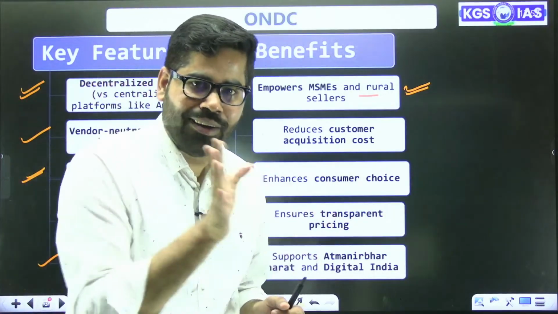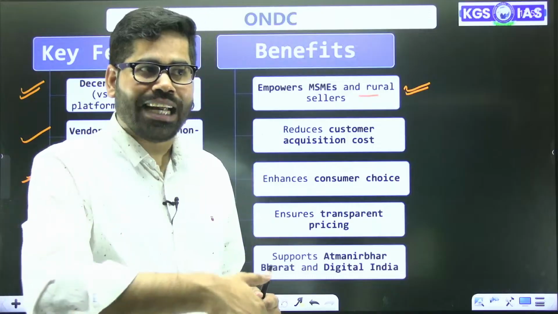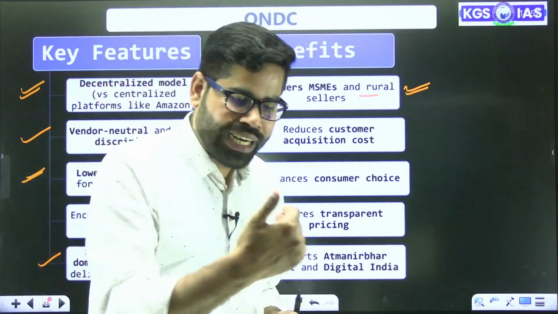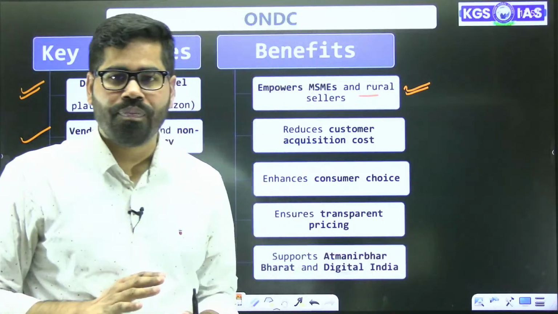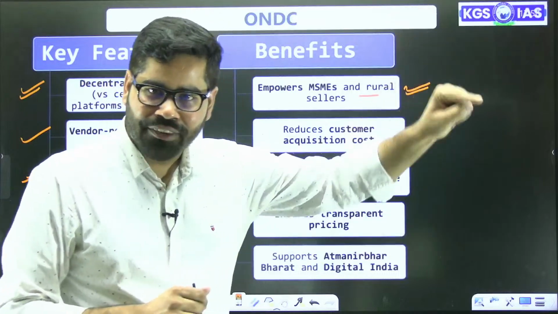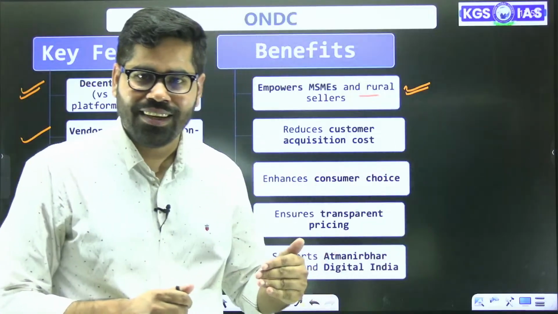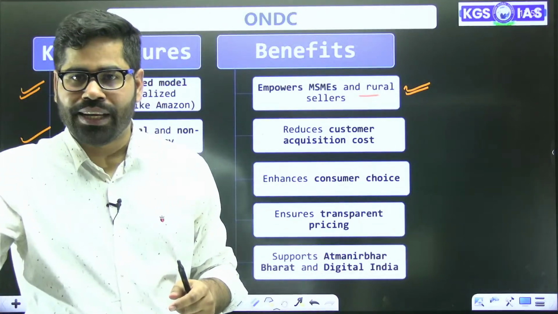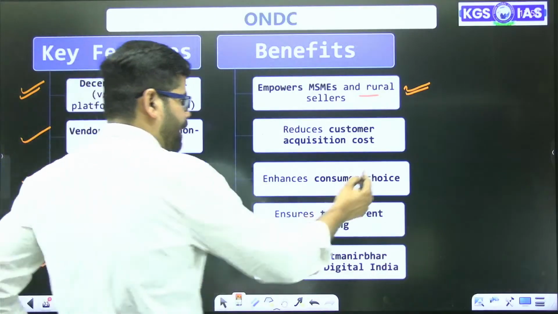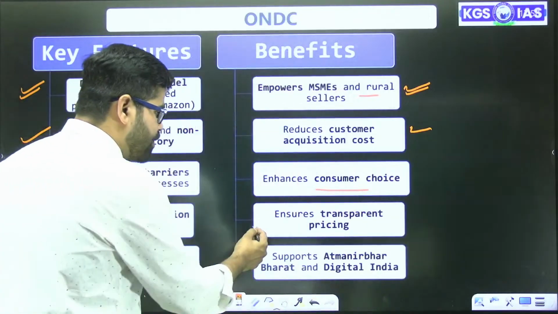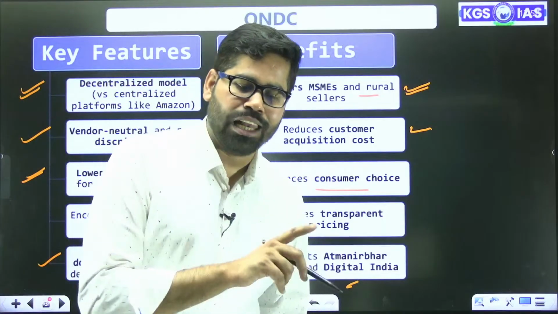If a person is visiting a mall and anyone has a shop there, they don't have to call the customer. The customer is already coming to the mall. If you are present there, customers will automatically come to your shop. In the same manner here, if a person comes on ONDC, they will automatically get a number of options and the businesses will get a large number of consumers. So that is one benefit. It also enhances consumer choice, brings transparent pricing, and supports Atmanirbhar Bharat and Digital India.